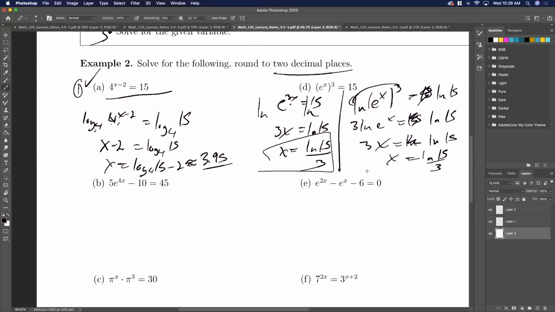Okay, so let's do this one. Step one: is this exponential isolated? The answer is no, so we're going to do that first. We're going to subtract 10 from both sides. So we'll get 5e to the 4x equals 55.